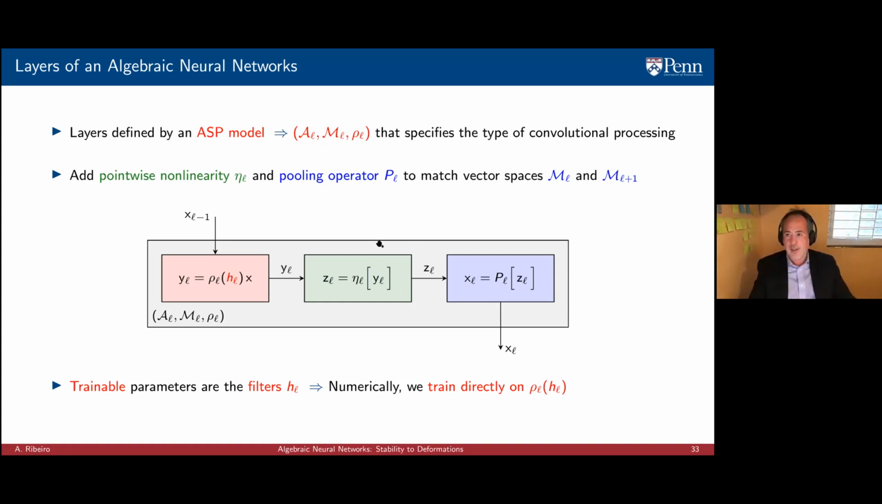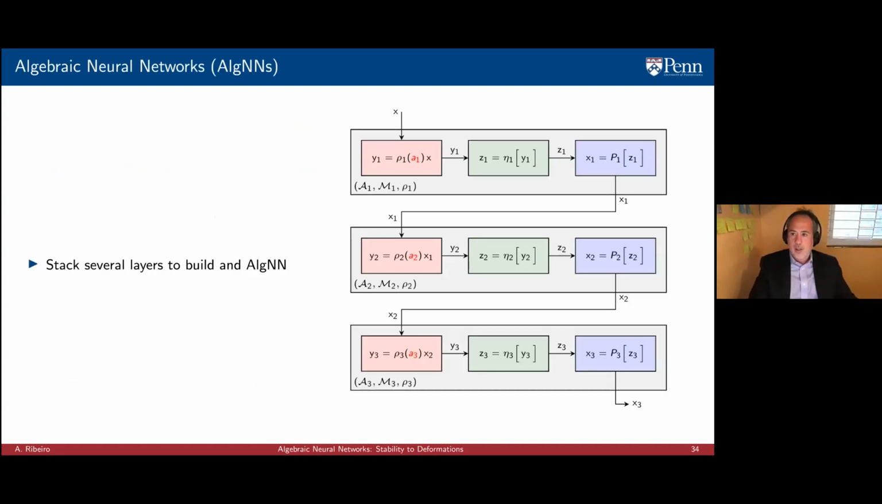Now, I should emphasize here that theoretically, the trainable parameters are the filters H sub L. But of course, we don't train on H sub L numerically. We train directly on the homomorphism, rho L of H sub L. Once you have individual layers, you stack them on top of each other, and that's the definition of the algebraic neural network.